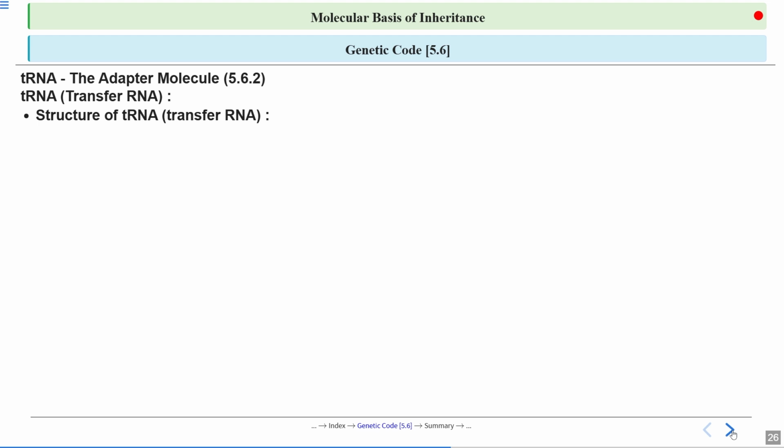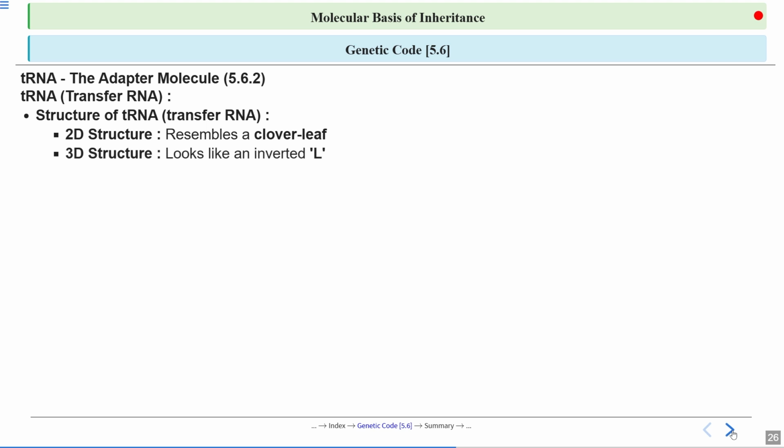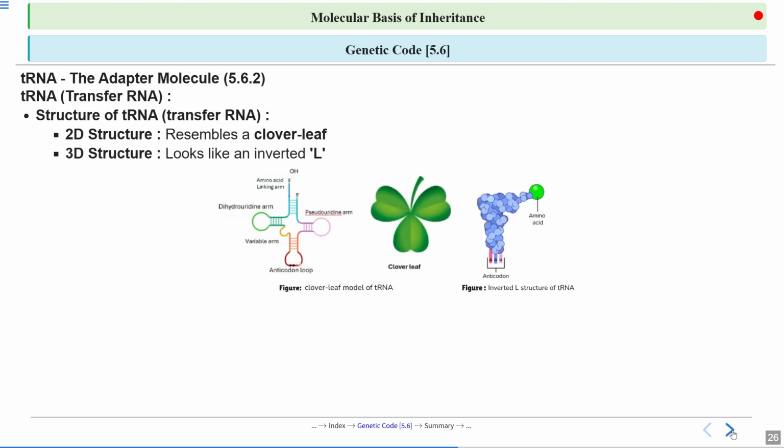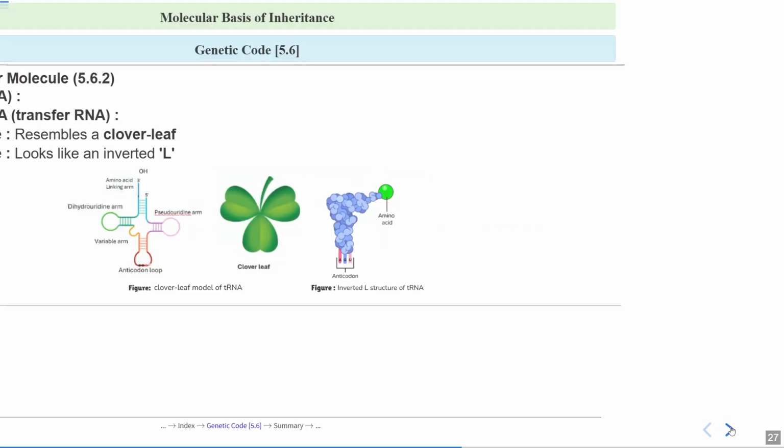Now if we talk about the structure of tRNA, transfer RNA, its 2D structure resembles a clover leaf. Its 3D structure looks like an inverted L. So here is a picture. If we talk about its two-dimensional structure, it is looking like a clover leaf. Here you can see the anticodon loop, we will understand that later. And in the three-dimensional structure, it is looking like this inverted L, where here is the anticodon part, and this is the amino acid to which it is connected.